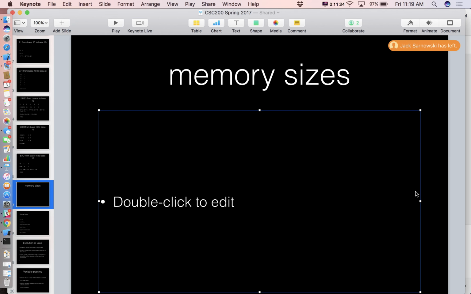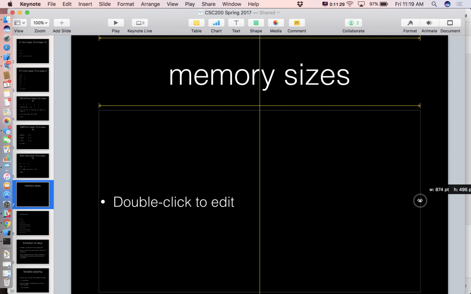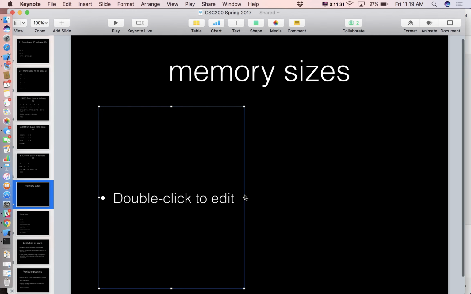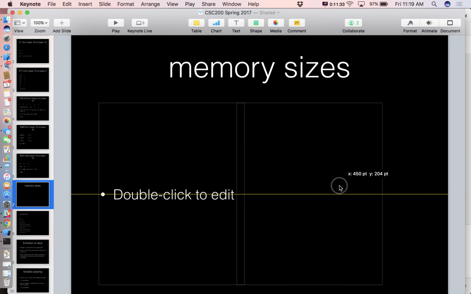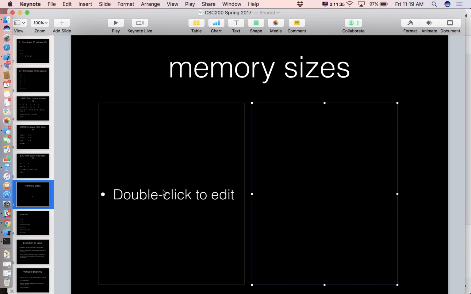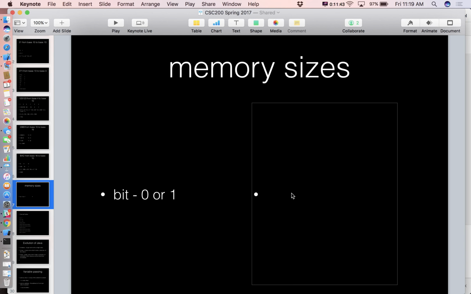I'm going to create 2 separate little sides to this because we have bits and we have bytes, which is the confusing thing. So we have a bit, which is a 0 or a 1. And then we have a byte, which is 8 bits.